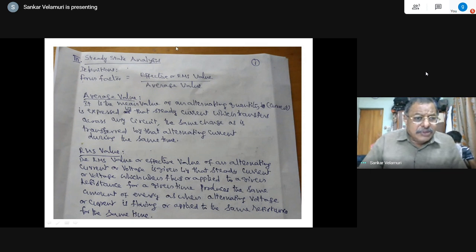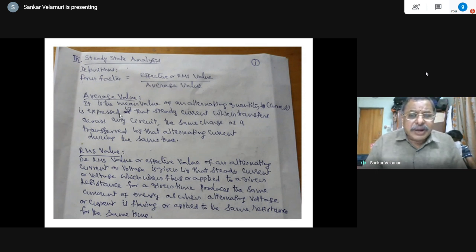So the steady state analysis is with respect to AC fundamentals, the basics of AC circuits. The definitions of instantaneous value, peak value, and phase of the alternating quantity I have not mentioned because they are too elementary. Form factor is very important, one of the components to be found out. The form factor is the ratio of the RMS value, or effective value, to the average value. RMS value is a definition, and the average value is already known to you, and we will just brief it.